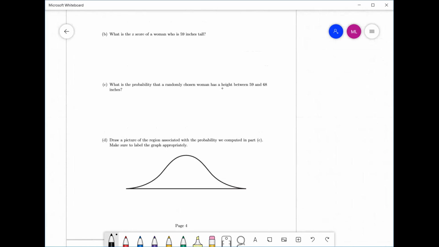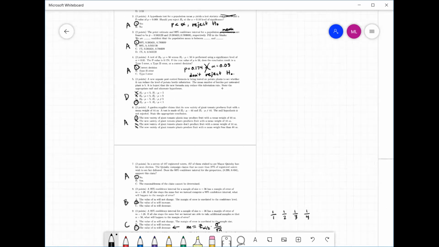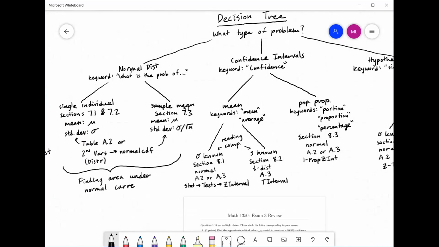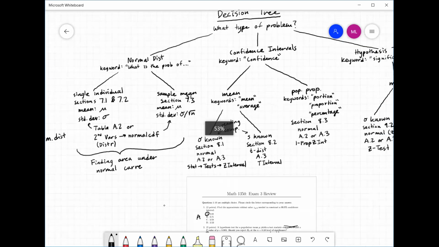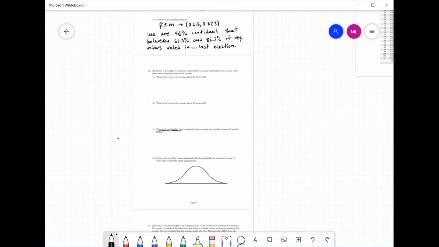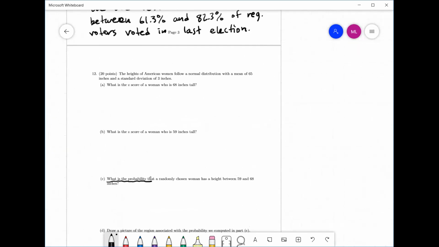So here's our keyword right here in part C. What is the probability, there's our indication that we're dealing with a chapter 7 problem. So the next question is, are we dealing with a single individual or sample mean? When we compute this probability, are they asking about the probability that the sample mean is between 2 values or that a single person's height is between those 2 values? In this case, we want to know the probability that a single randomly chosen woman has a height between 59 and 68 inches.